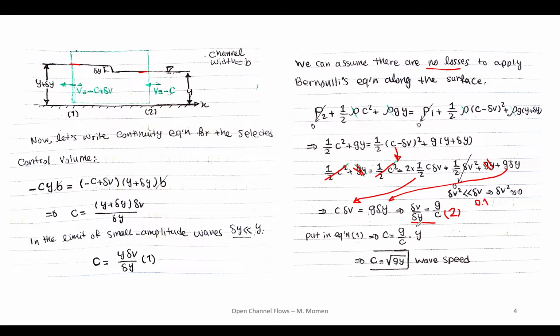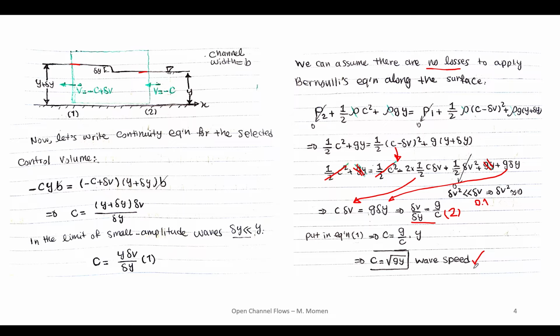And now I put this into here. So I have delta v over delta y. I just write it as g over c. So I put this into equation 1. So c equals y multiplied by delta v over delta y, where delta v over delta y is g over c. So I get to this equation. It's gonna give me c squared equals gy. And in other words, to finally simplify that, c is gonna equal the square root of gy.